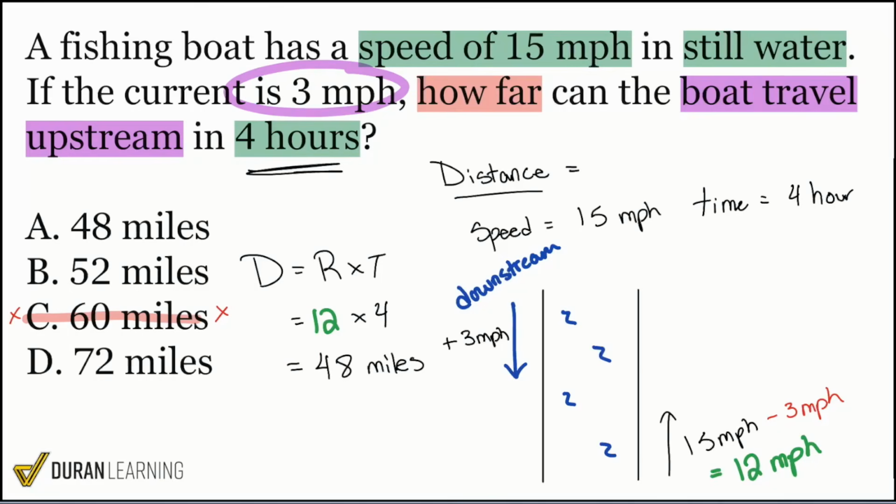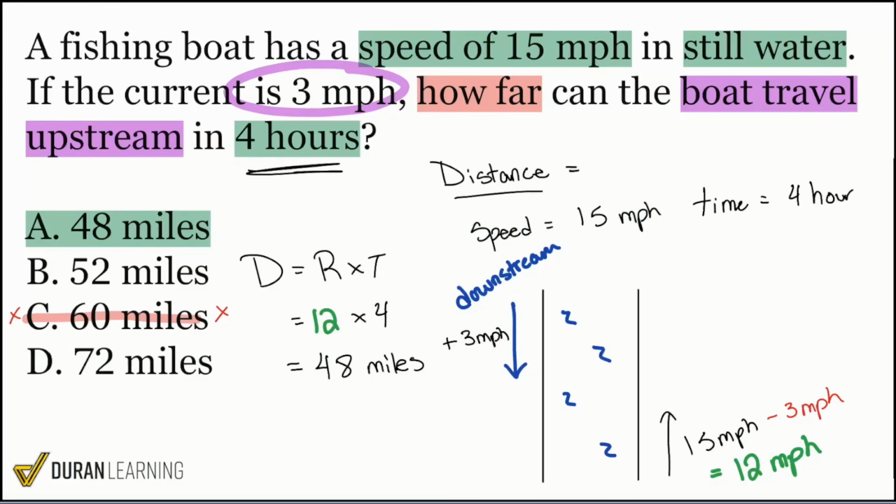So if you were to just ignore the current, you would have gotten C, and that would have been wrong. If you would have added 3 miles per hour to your rate accidentally, you would have gotten D, 72. But if you would have done it correctly, if you would have subtracted the 3 miles per hour because we are fighting the current going upstream, that's what makes the correct answer here A, because you subtract 3 to get 12, and 12 times 4 gives you 48.